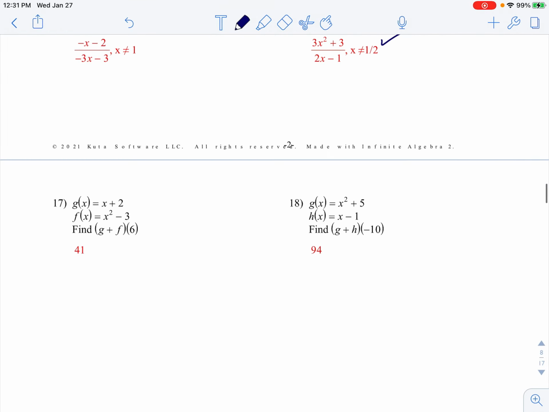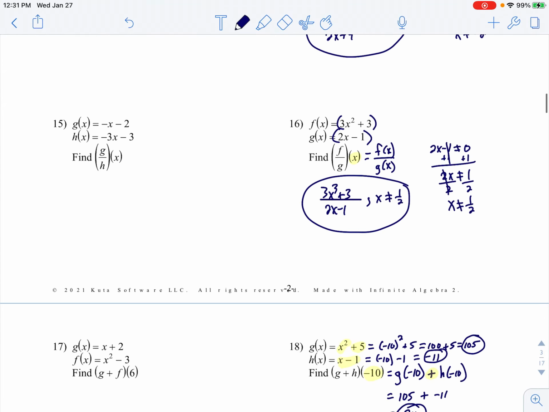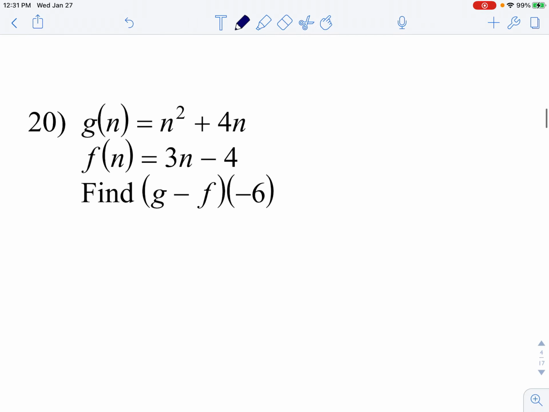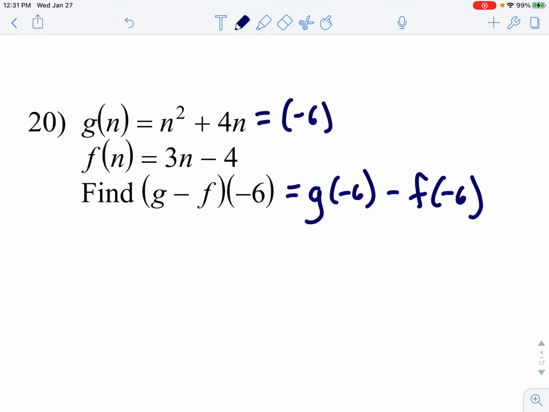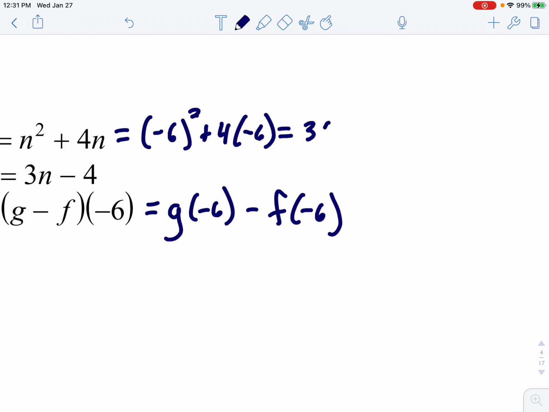Let me double check, and there it is. So it's the same as what we did before. There's just numbers involved, and not quite as many problems either. So g minus f of negative 6. That's g of negative 6 minus f of negative 6. Plug negative 6 in here. That's negative 6 squared plus 4 times negative 6. And work that out. Negative 6 squared is 36. 4 times negative 6 is minus 24. 36 minus 24 is 12.